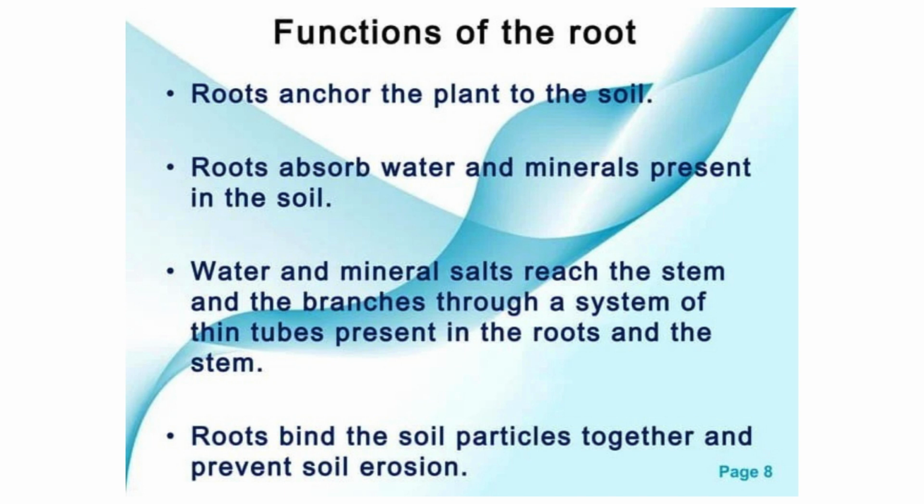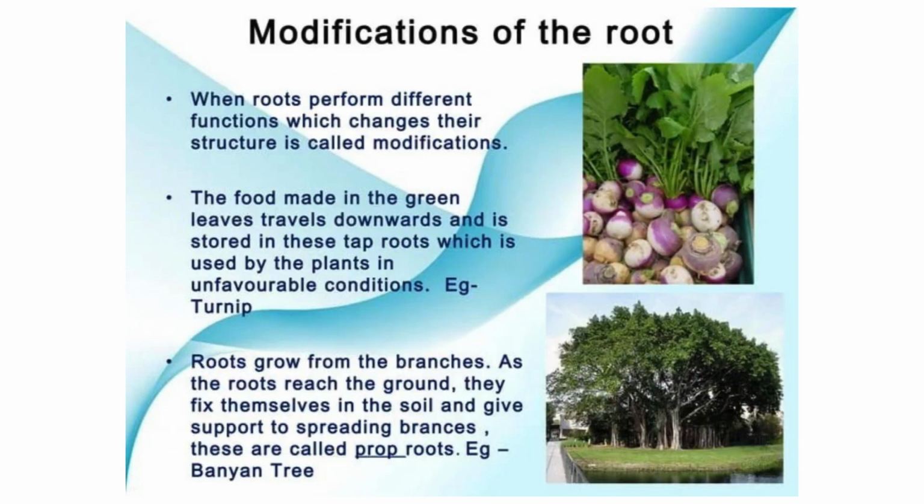Now, how do roots modify themselves? When roots perform different functions, it changes their structure, which is known as modification. The food made in the green leaves travels downwards and is stored in these taproots, which is used by the plants in unfavorable conditions. Example, turnip. Roots grow from the branches. As the roots reach the ground, they fix themselves in the soil and give support to spreading branches. These are called prop roots. Example, banyan tree.